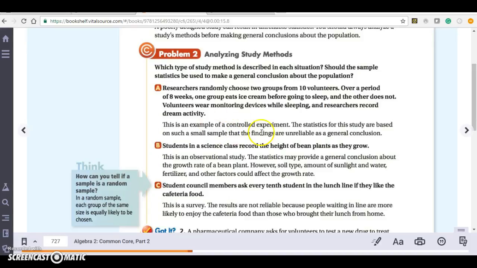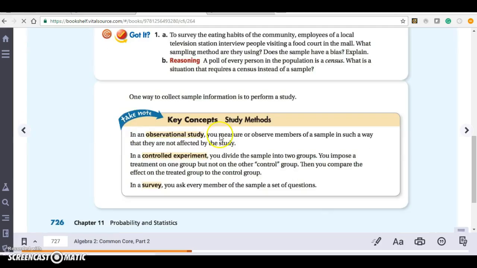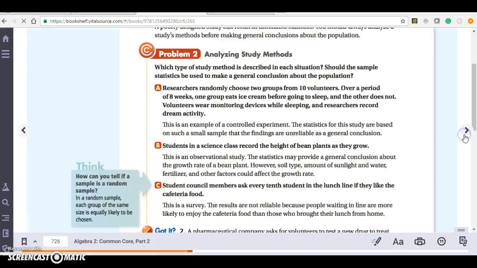Well, this is an example of a controlled experiment because we have two different groups, a control group and a treatment group. I forgot the verbiage they use.